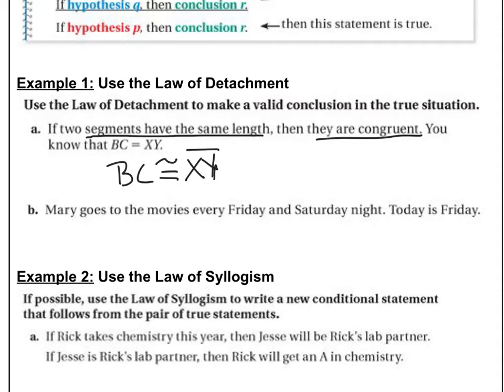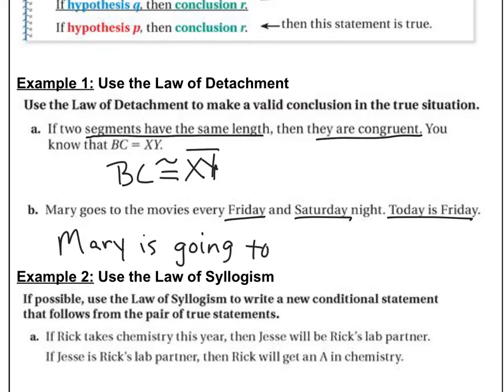Mary goes to the movies every Friday and Saturday night. Today is Friday. If she goes to the movies every Friday and every Saturday night, and we know today is Friday, then we know that Mary is going to the movies. So, nothing too earth-shattering here. Mary is going to the movies.